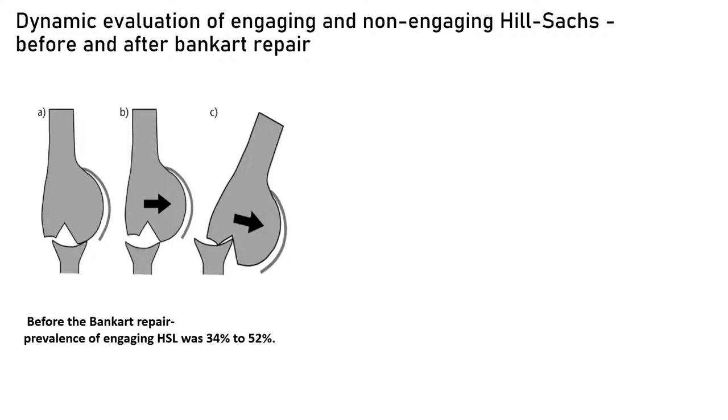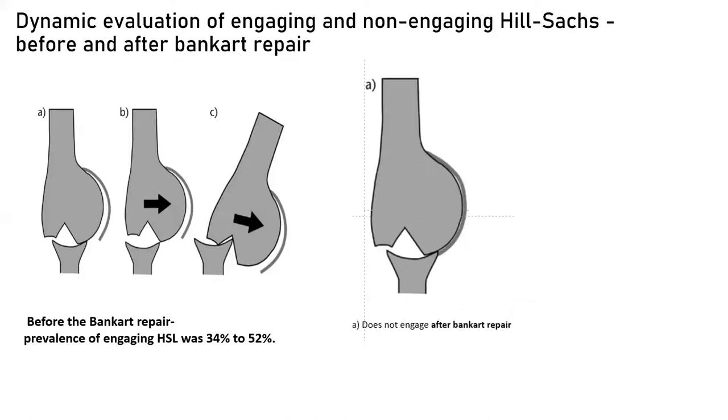And a few authors did the dynamic evaluation of these engaging and non-engaging Hill-Sachs lesions before and after the Bankart repair. Though it is very risky to do this evaluation after Bankart repair, because it may cause failure of the repair. So before Bankart repair, as the anterior capsular mechanism is failing, most of the Hill-Sachs will engage. The incidence of engaging Hill-Sachs before Bankart repair can be as high as 52%.